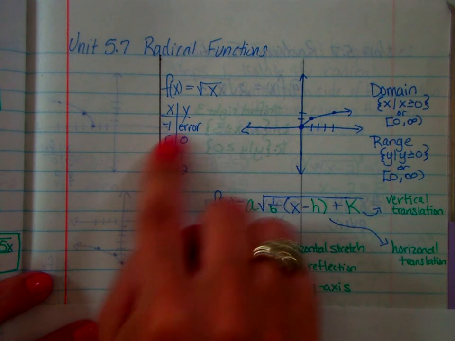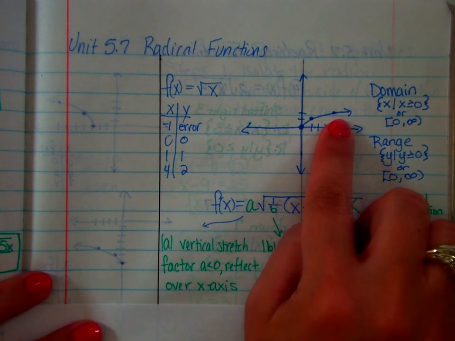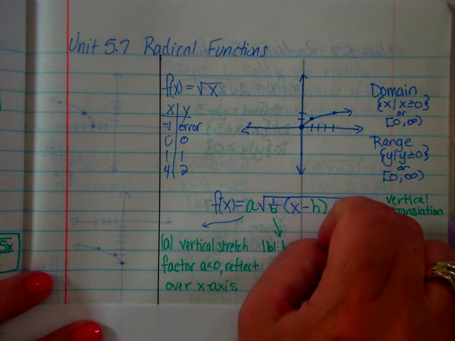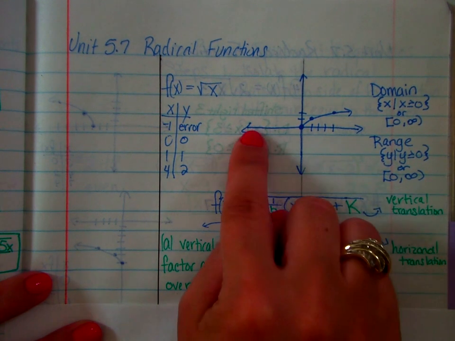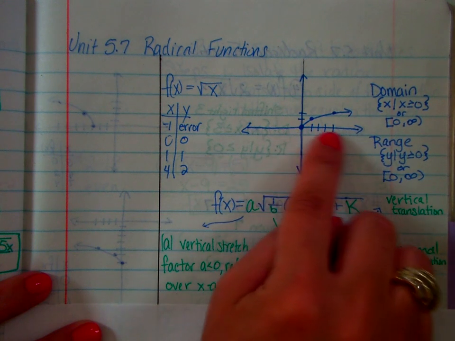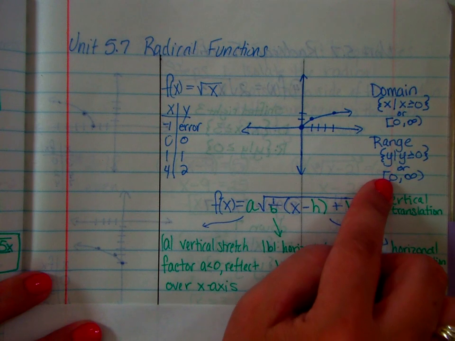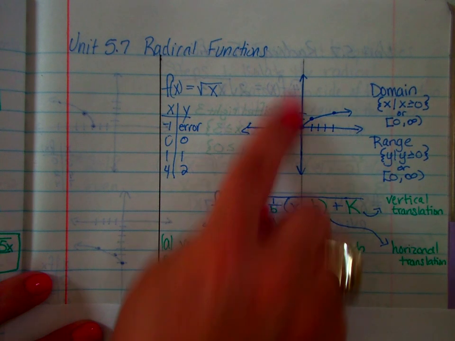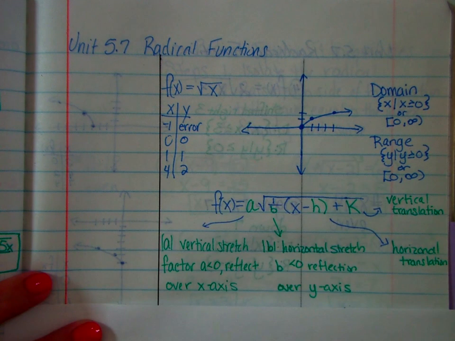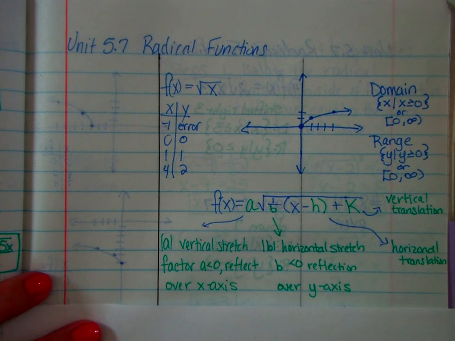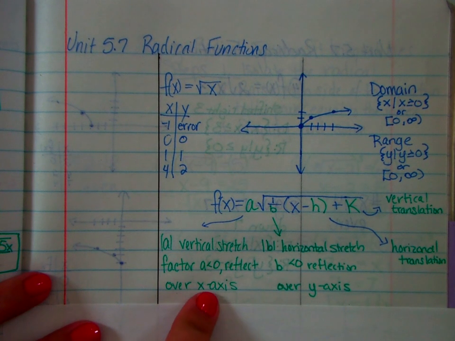So our parent graph is (0, 0), (1, 1), and (4, 2). This is what our radical function parent graph looks like. Our domain, which is our x values, starts at 0 and goes to infinity, so you could write it either of these ways. Our range also starts at 0, so our y values start at 0, and this will gradually go up to infinity.